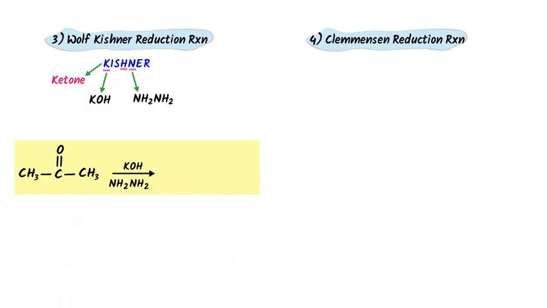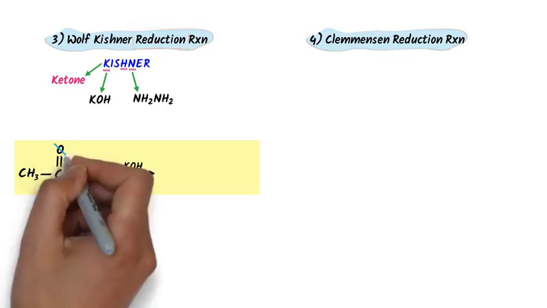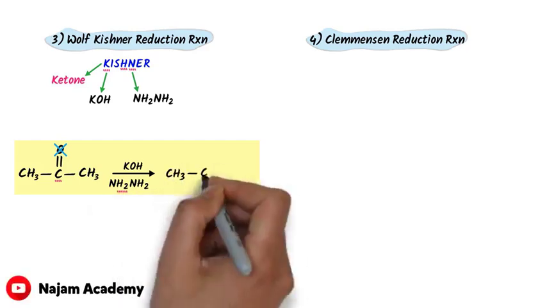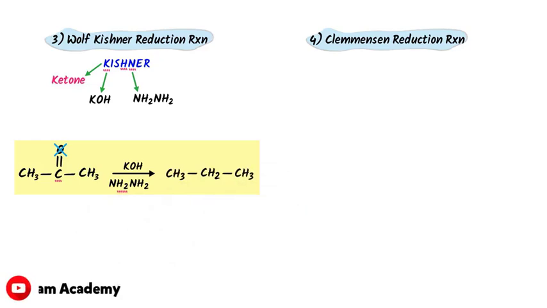What about the product? Well, the Wolff-Kishner reaction is a reduction reaction. By reduction, I mean reduce or decrease the ketone. I remove this oxygen group from the ketone. The remaining part is CH3CCH3. Now this carbon needs 2 hydrogen atoms. These 2 hydrogen atoms are provided by hydrazine. I get propane. Thus in the Wolff-Kishner reduction reaction, we convert ketone to alkane.